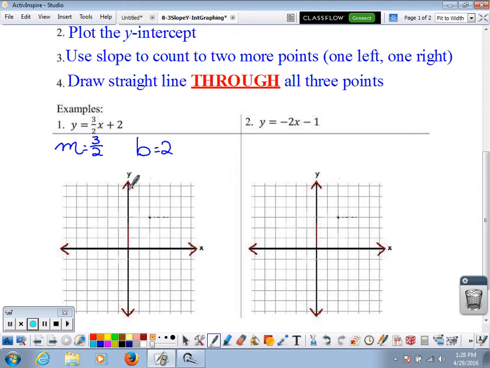Now the y-intercept is right along this y-axis. It's where the function is going to cross this y-axis at 2. So right here, we put a point at (0, 2). That's the y-intercept.